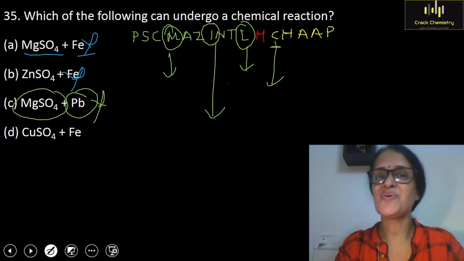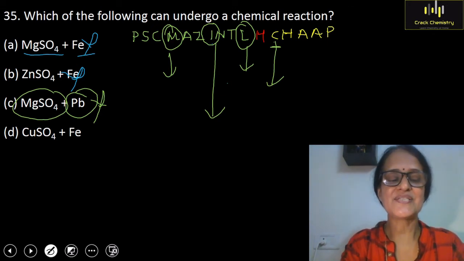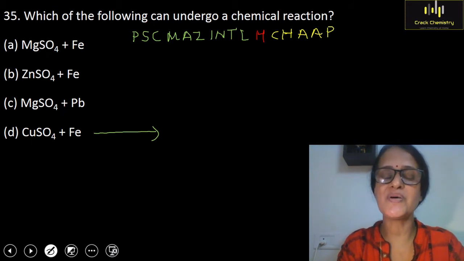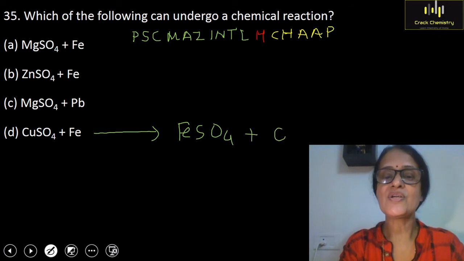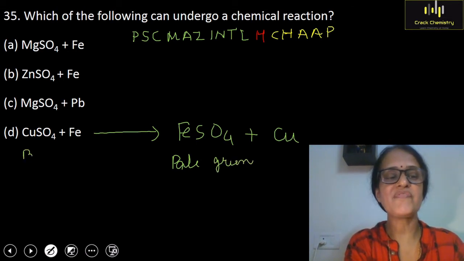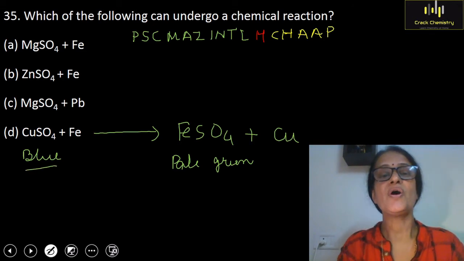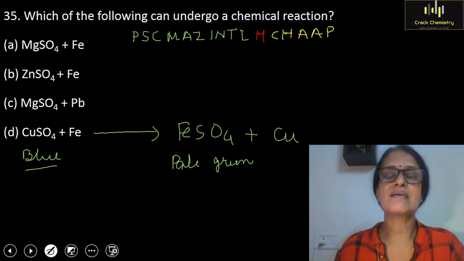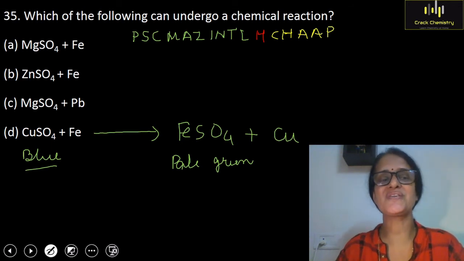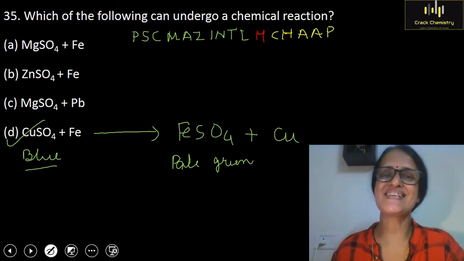And one more interesting point I would like to discuss here: as iron is more reactive than copper, it will displace copper from copper sulfate solution, and it will form FeSO4 plus Cu. Children, you know that the color of FeSO4 is pale green, and you must know the color of copper sulfate. The color of copper sulfate solution is blue. So after this reaction, the color of the solution changes from blue to pale green. So our correct option is option D. I hope it is clear to you.